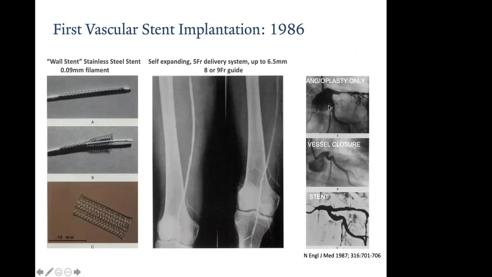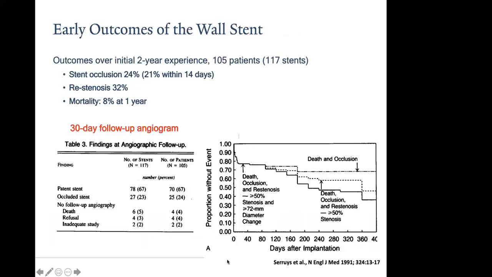All the way on the right, in this figure, you see angioplasty at the top of the screen. This was a patient who suffered abrupt vessel closure, and then a stent was placed, which reopened the blood vessel. And this was the initial publication of the use of a stent for human coronary arteries.